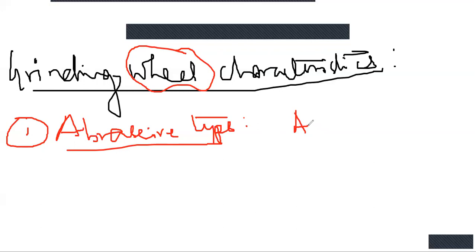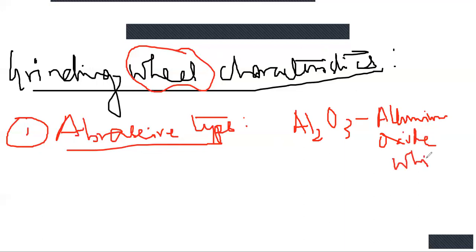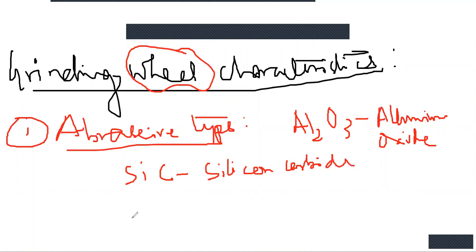First one is Al2O3, that is aluminum oxide. This looks like white color. Aluminum oxide. Okay, another one used is silicon carbide and diamond.